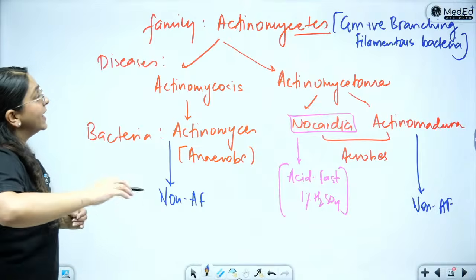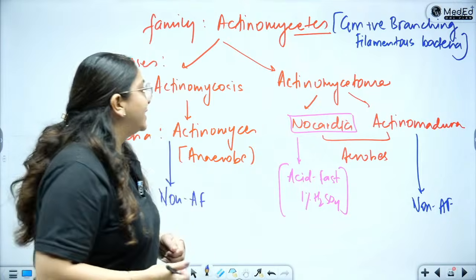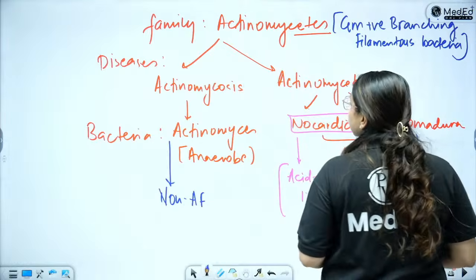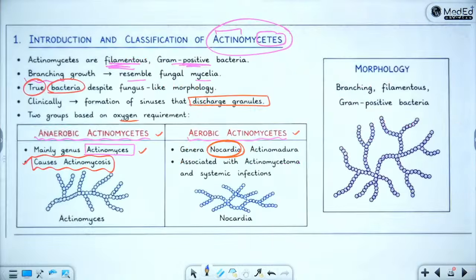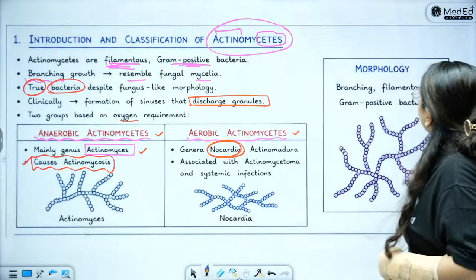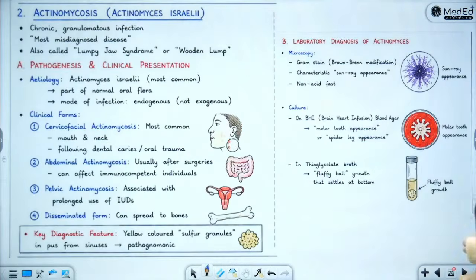So please don't get confused by all of these terminologies. Right? Actinomycetes is the family. The diseases caused are actinomycosis or actinomycetoma. The bacteria under these are Actinomyces and Nocardia or Actinomadura. ठीक है? Morphology देख ली हमने. Branching filamentous gram positive bacteria होते हैं. So you can make them.